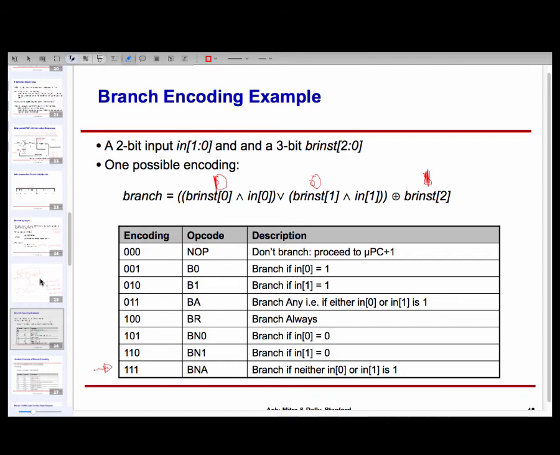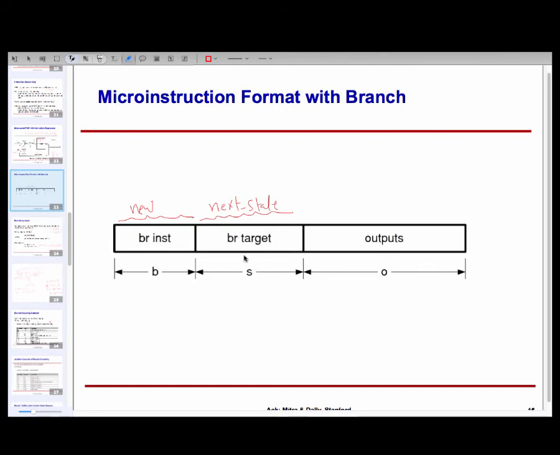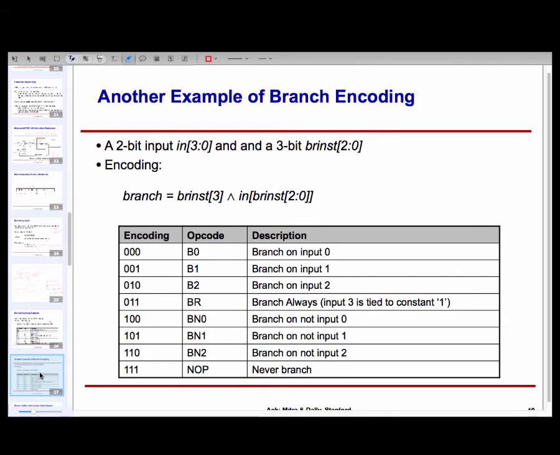So looking at this table, let's say I want to jump to state 10. My question is, what would my micro instruction look like? What would I put in branch instruction? What would I put in branch target? So again, I want to just unconditionally move to state 10. So branch instruction would be 0, 1, 1, and branch target would be that numeric value for 10.